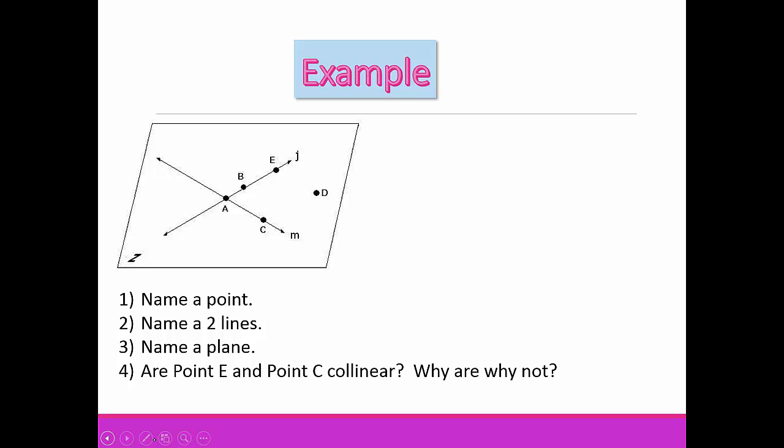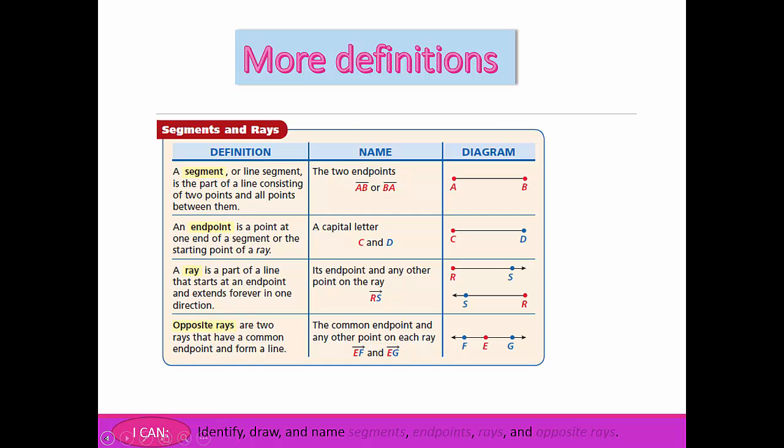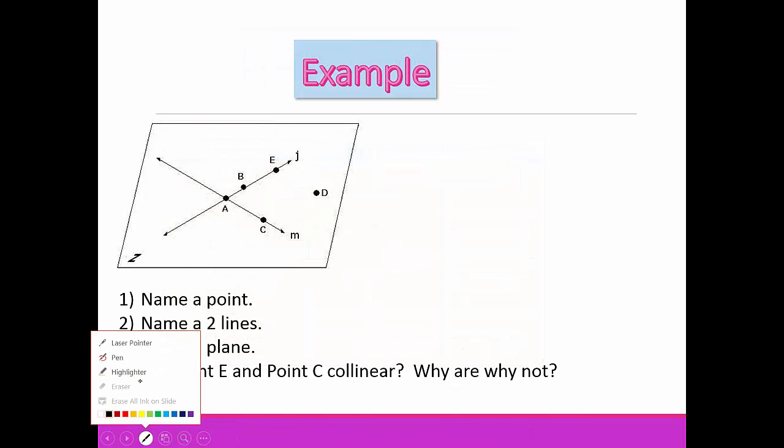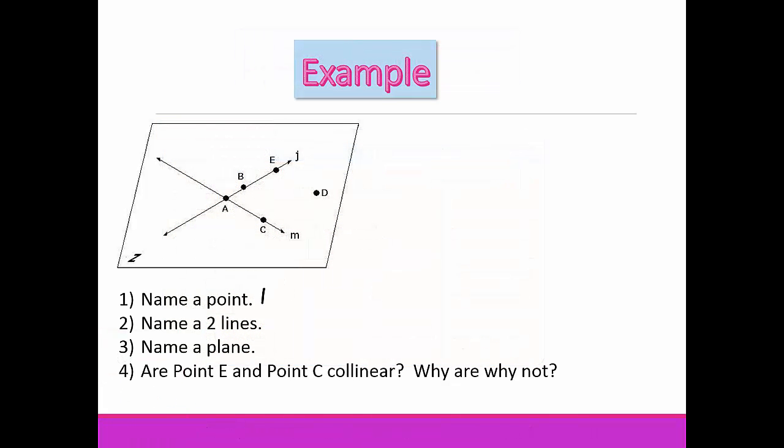Okay, so let's look at this diagram here. Are we able to name a point? I can name several points. I can name point A, B, C, E, and D. Those are all points in this diagram.